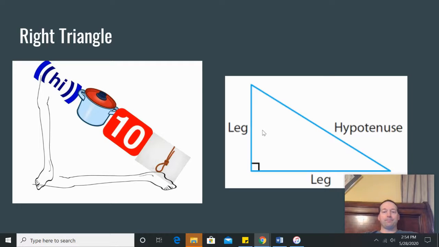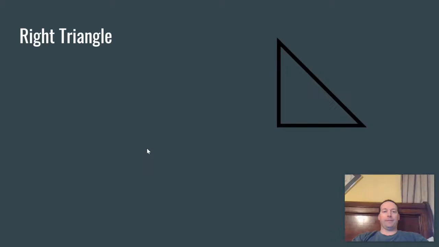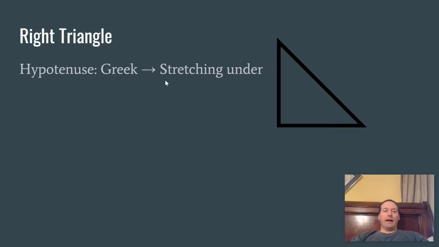With right triangles, there are obviously two lines that make up the right angle, and then you have the side that's opposite the right angle. The two sides that are formed to make the right angle are called the legs. The side opposite is called the hypotenuse. Hypotenuse is Greek for stretching under. Here it looks like you're over it. Yeah, possibly. If I rotate it, I'd be under it.